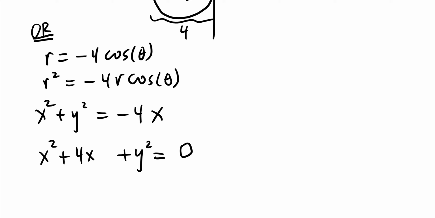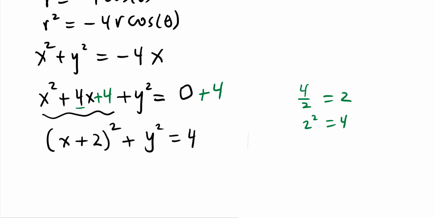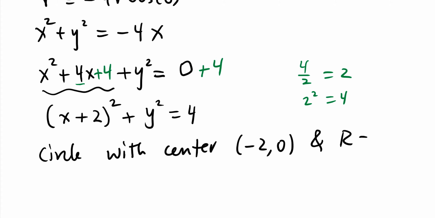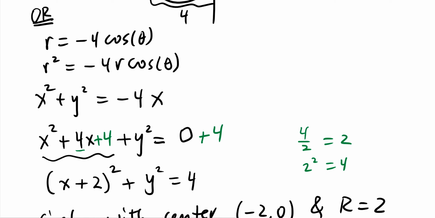So now completing the square, how do you complete the square? You divide this by 2, you get 2, you square it, you get 4. So always add 4 to the other side. That's where we complete the square. That's x plus 2 squared plus y squared equals 4. That's another circle, as you can see, a circle with center negative 2, 0 and radius 2. And that's what the other one is. See, negative 2, 0, radius 2.